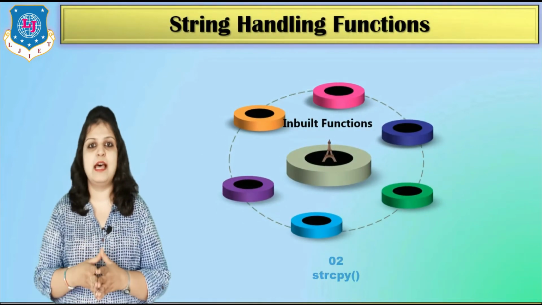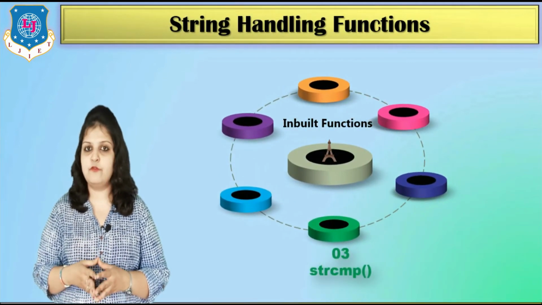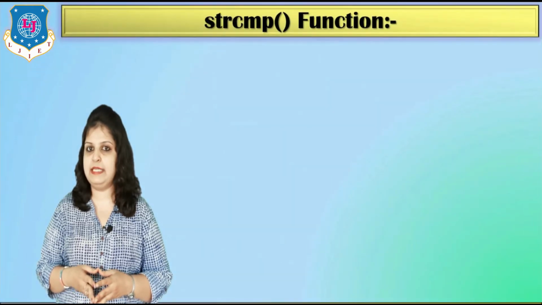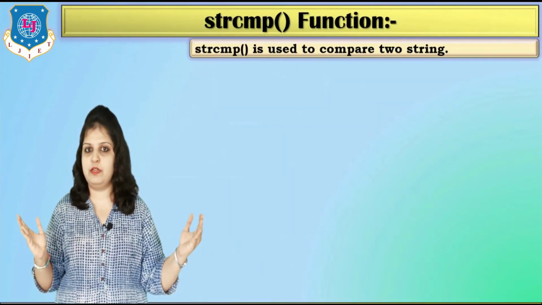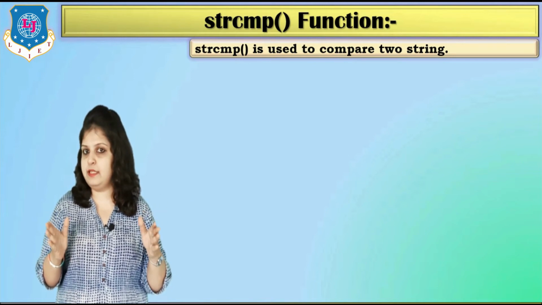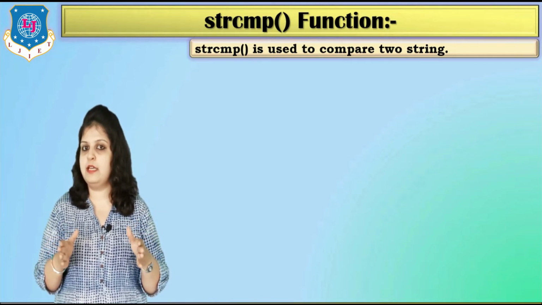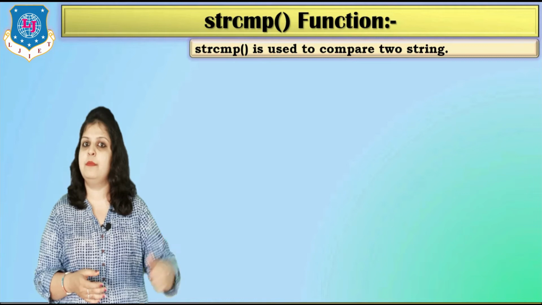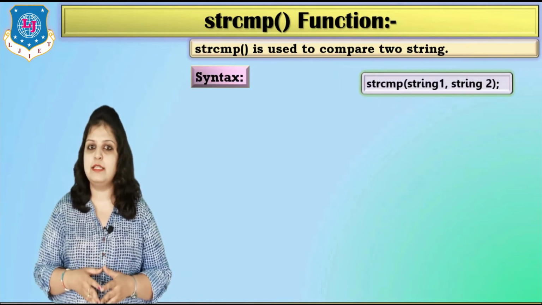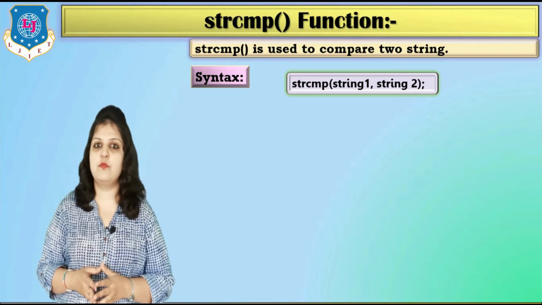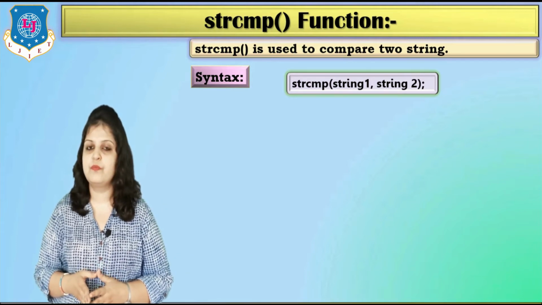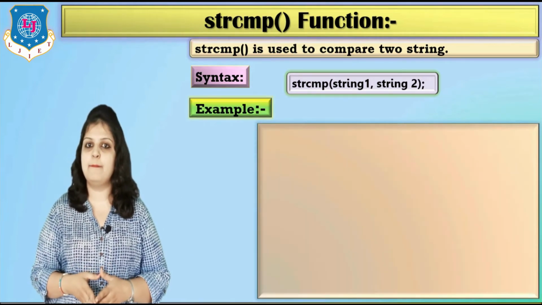So let's see another function, that is strcmp. Now the full form of strcmp is string comparison. Means if you have two different strings and you want to compare whether both are equal or not, then it is possible with this inbuilt function. And the syntax for strcmp is strcmp(string1, string2). So let's see with an example.